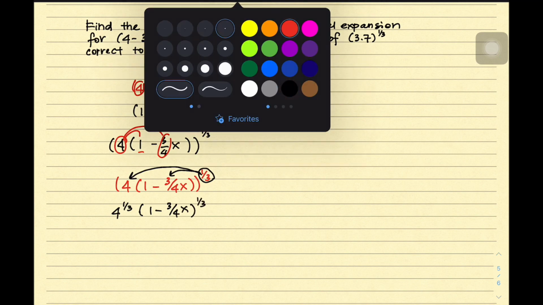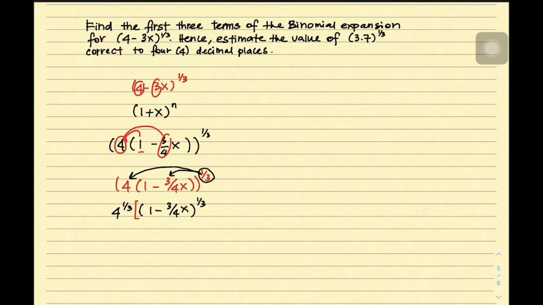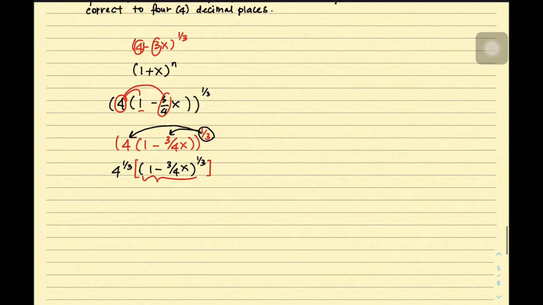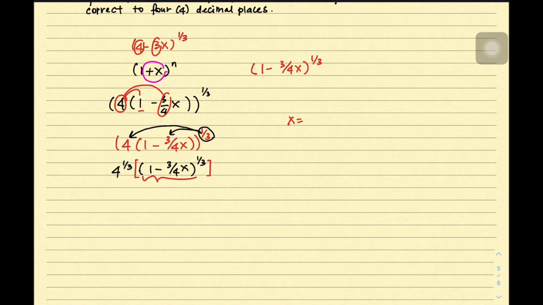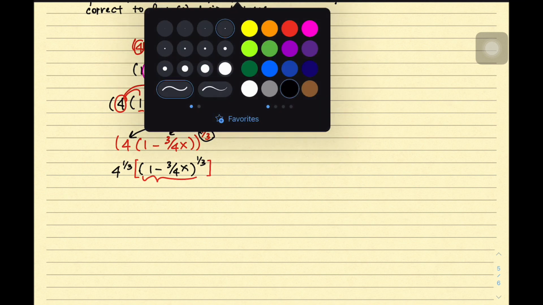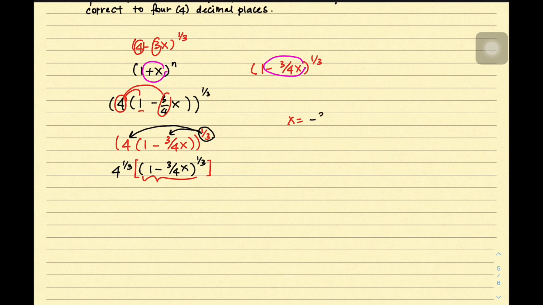Okay, so kita tak perlu buat apa-apa dengan 4 kuasa 1/3 ni. Dia akan jadi coefficient. Later kita akan darab. Yang kita kena buat sekarang adalah mencari expansion untuk 1 minus 3 over 4x to the power of 1 over 3. Okay, so kalau awak compare 1 plus x to the power of n dengan 1 minus 3 over 4x to the power 1 over 3, you will see that your value of x, this one adalah sama dengan this one. Okay, value of x is equal to negative 3 over 4x, and value of n is equal to 1 over 3.